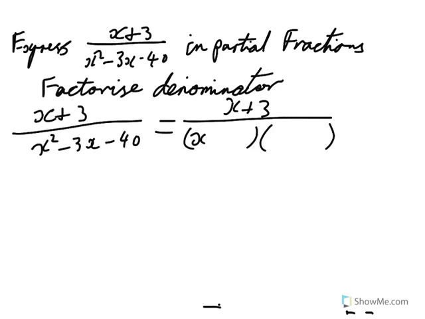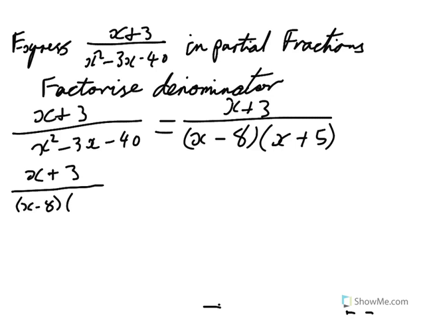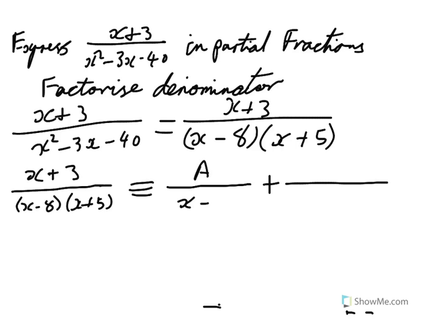and add to give us negative 3: minus 8 and 5, I believe. Alright, so now let's have a look. So that means that x plus 3 over (x minus 8)(x plus 5) is equivalent to, I haven't used an equal sign there, A over x take 8 plus B over x plus 5.